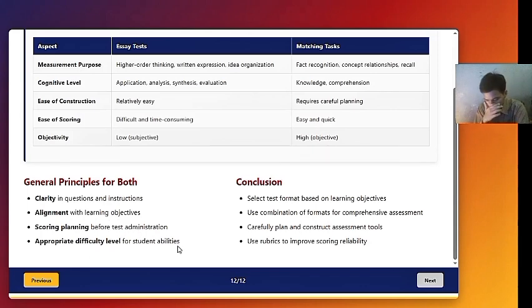In conclusion, you need to select the format based on the learning objectives. So use a combination of formats for comprehensive assessment, carefully plan and construct assessment tools, and use rubrics to improve scoring and reliability, even for matching tasks too.